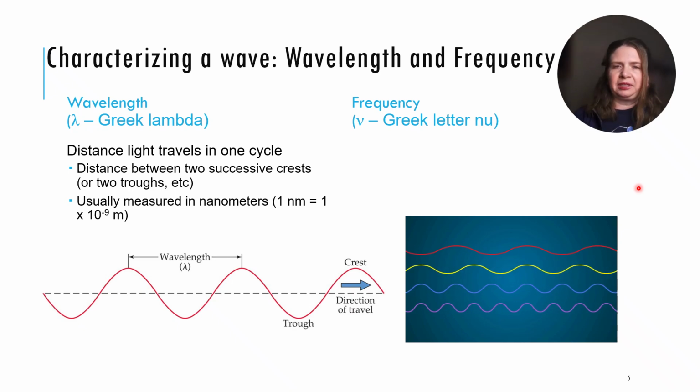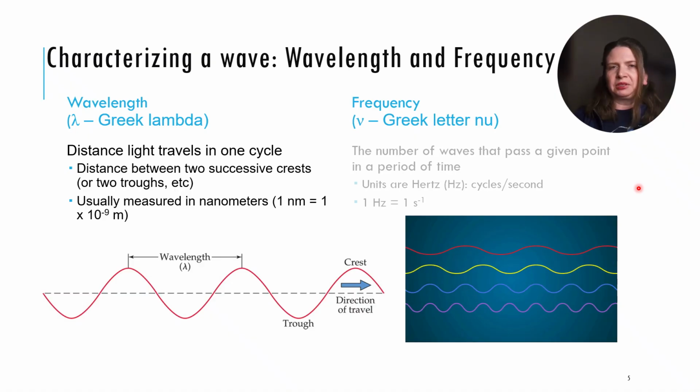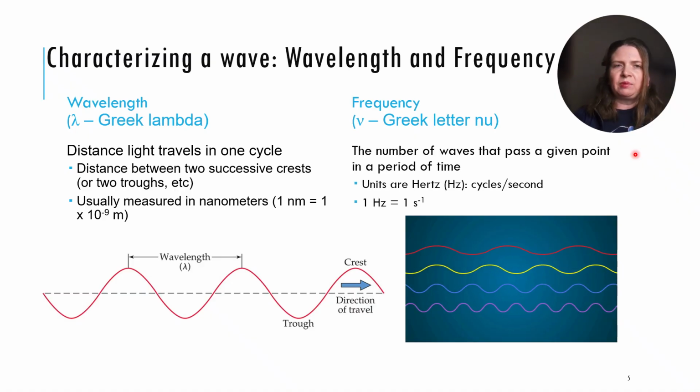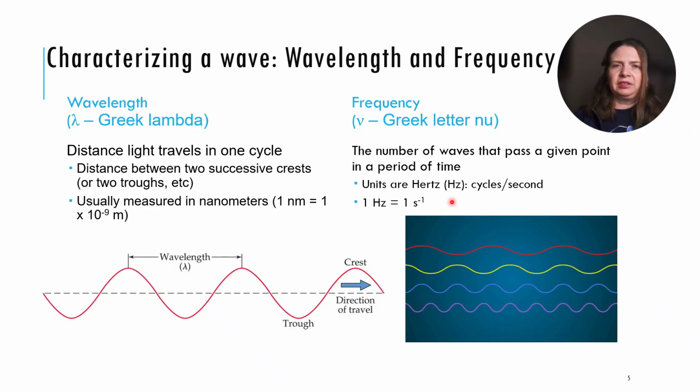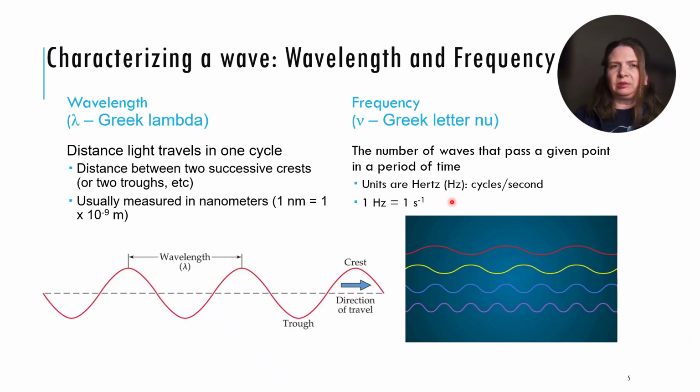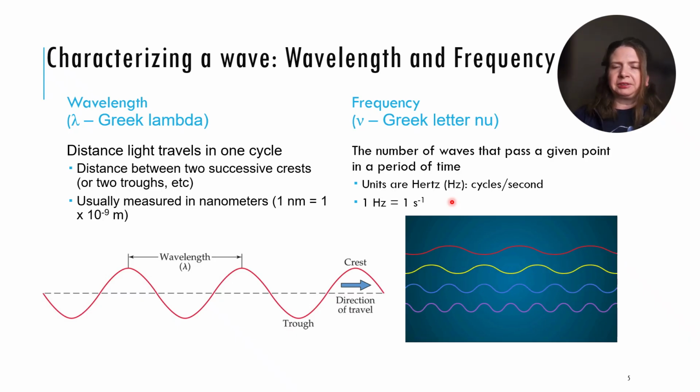Frequency is represented by the Greek letter nu and is measured in hertz, which means cycles per second, or 1 divided by seconds. Wavelength and frequency are inversely related. Waves with longer wavelengths have lower frequencies, and waves with shorter wavelengths have higher frequencies.